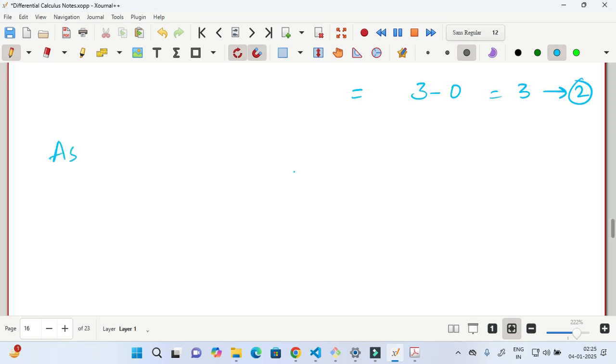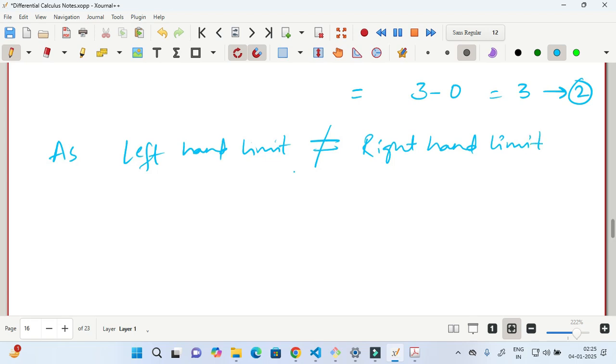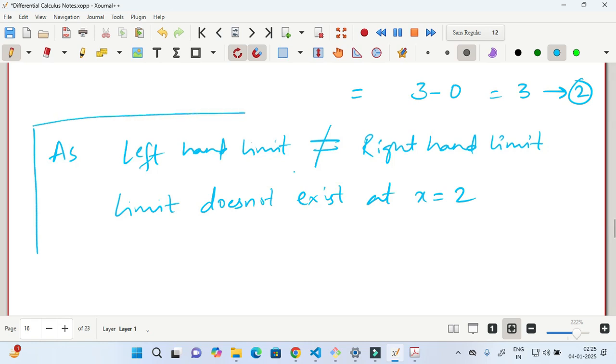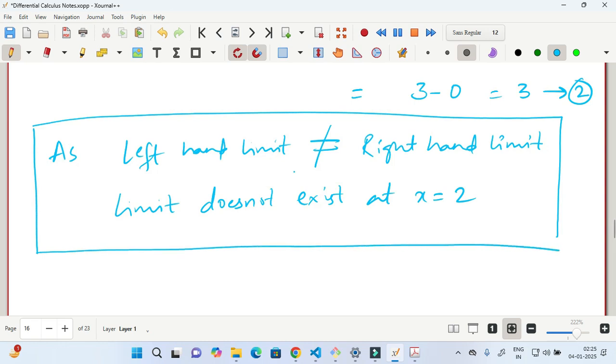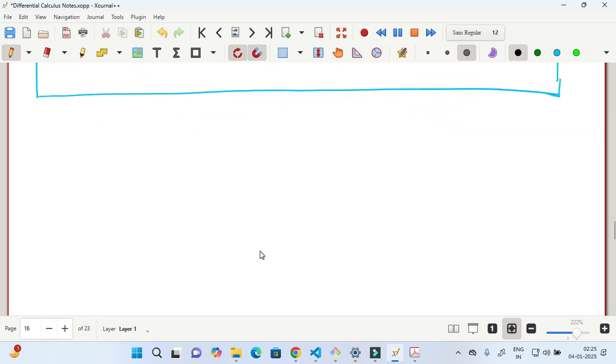As the left hand limit is not equals to the right hand limit, the limit does not exist at x is equals to 2. This is the conclusion of this problem. Okay. So my lines for these boxes are uneven. Please don't mind it. Please only mind the solution and concept.